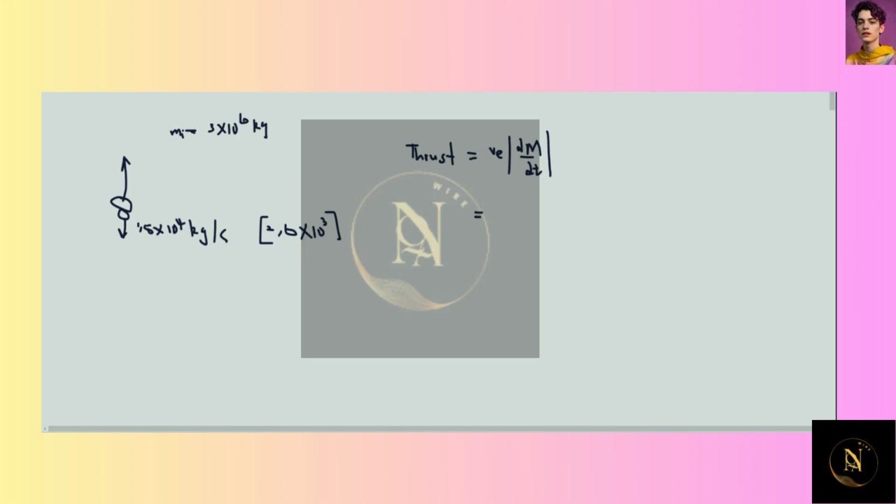So we have all these numbers now. We know that the rate of change of mass is 1.5 times 10 to the fourth. And then we know that this ejection velocity is just 2.6 times 10 to the third. And notice that this will give you the total thrust. So that's around 3.9 times 10 to the 7 newtons.